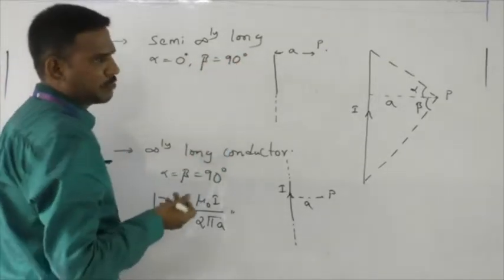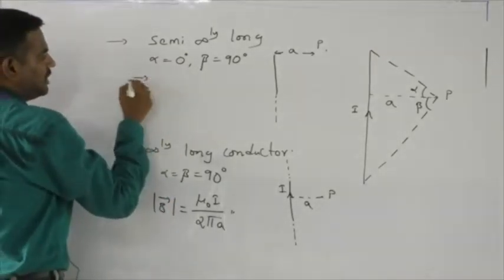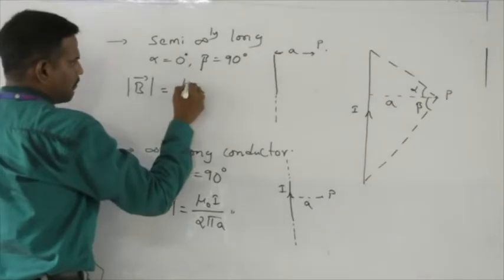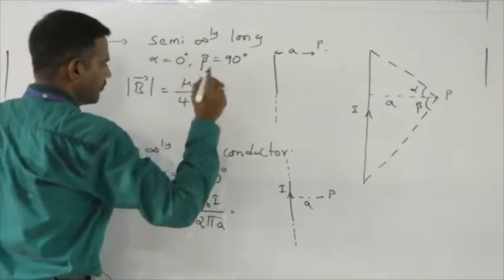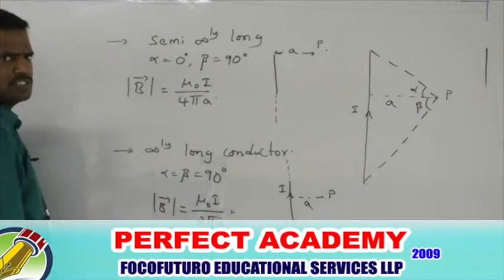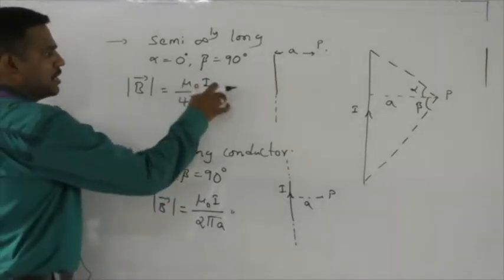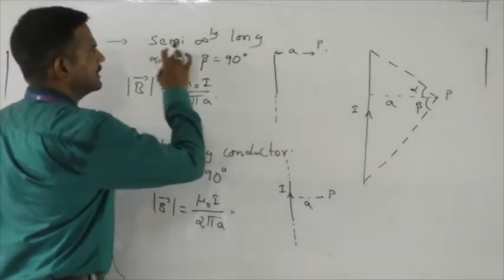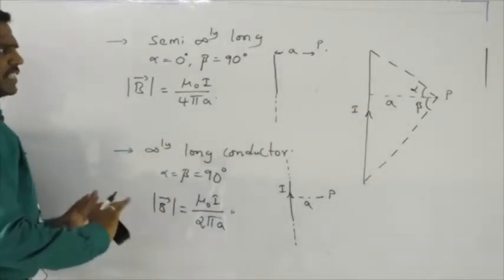By substituting this information back into our Biot-Savart law, we will get the magnetic field intensity magnitude as mu naught I divided by 4 pi a, because sin beta equals 1 and sin alpha is going to become 0. Therefore, we get the magnitude of magnetic field intensity as mu naught I by 4 pi a due to a semi-infinitely long conductor. Done. And this is about the straight conductors.